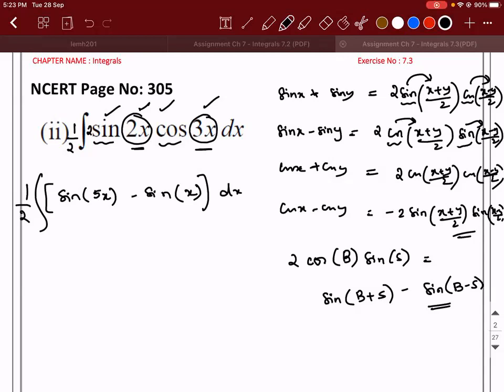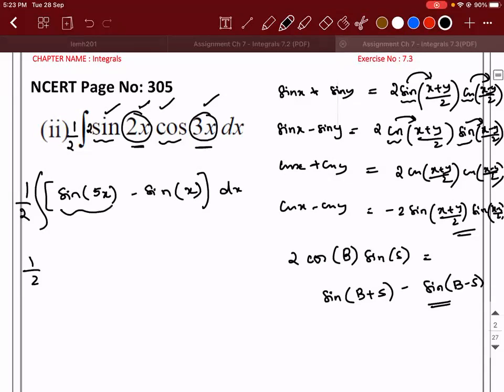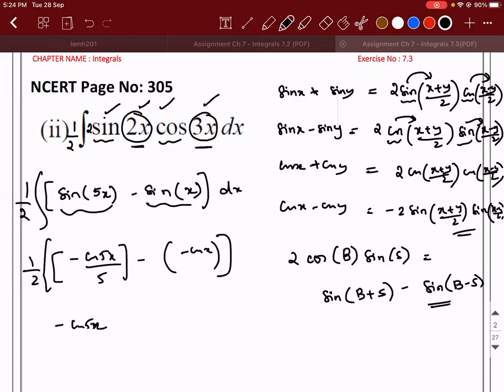Okay. So half into, what is the integral of sin 5x? Minus cos 5x by 5, minus the integral of sin x, which is minus cos x. So minus cos 5x by 10 plus cos x by 10, not by 10, by 2. Cos x by 2 plus c. I hope you guys are able to understand.